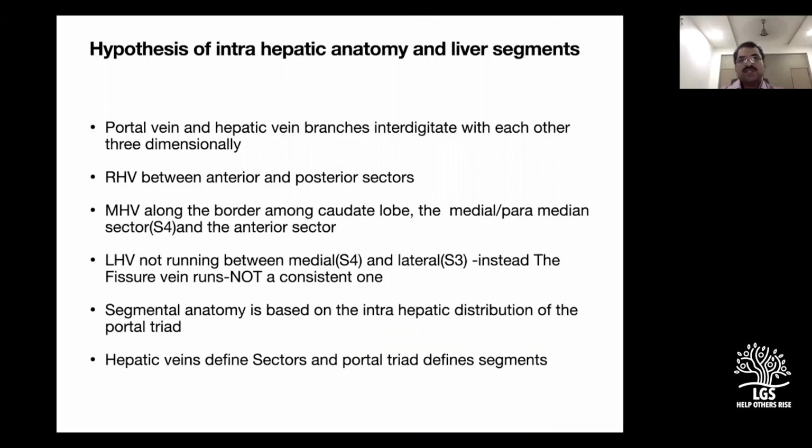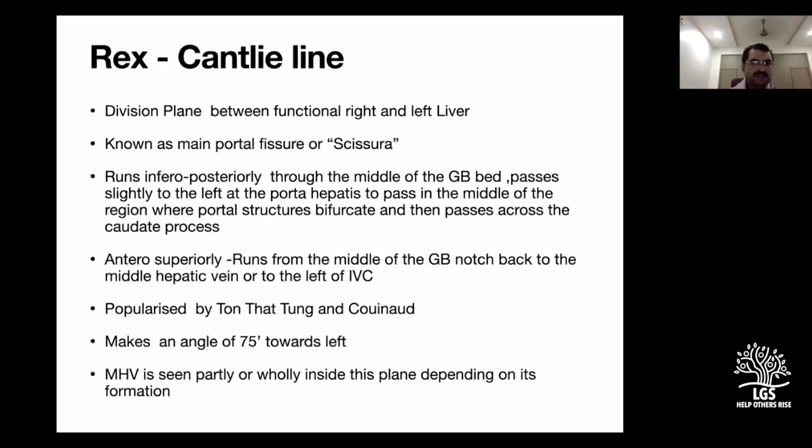So what is the hypothesis of intrahepatic liver segmentation? The portal vein and hepatic vein branches interdigitate with each other three-dimensionally, and the main veins are seen in the grooves known as the fissures. They are known as the portal fissures. So all the portal fissures contain hepatic veins, and all the hepatic fissures contain portal veins.